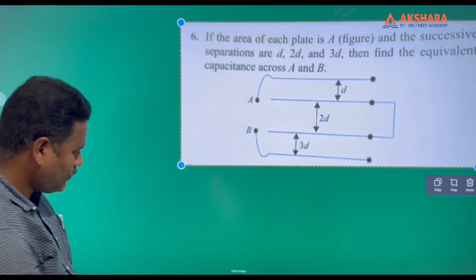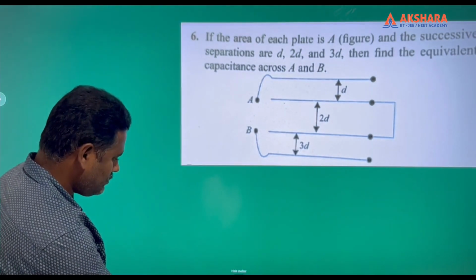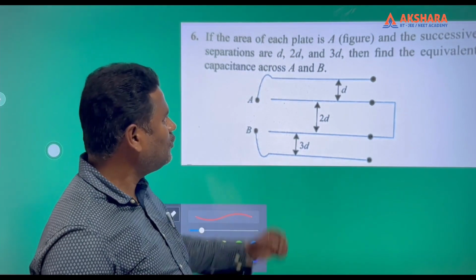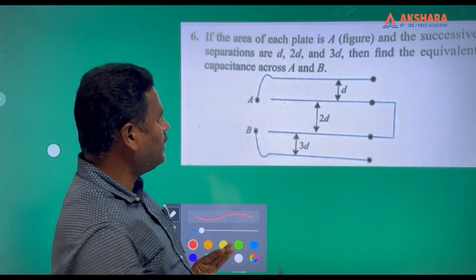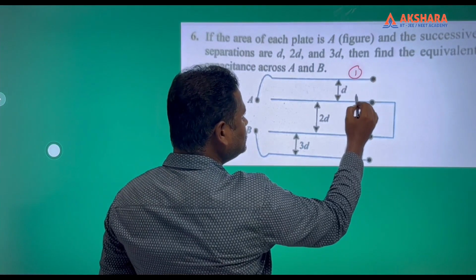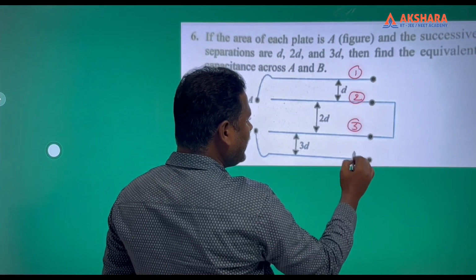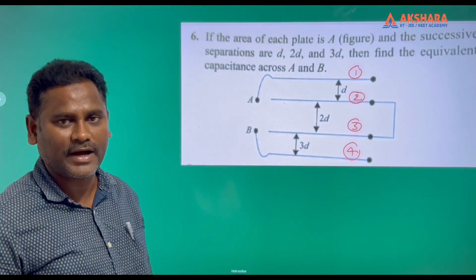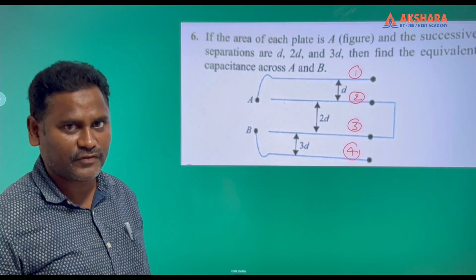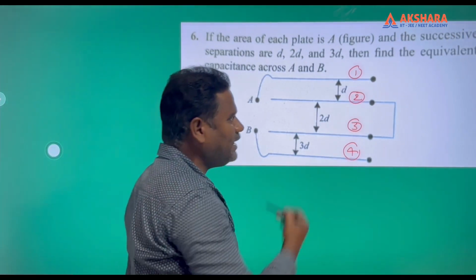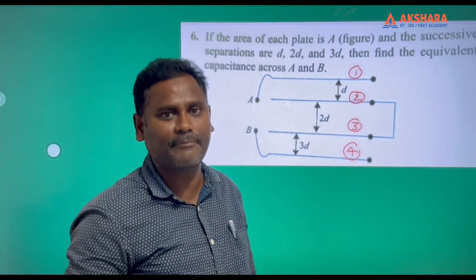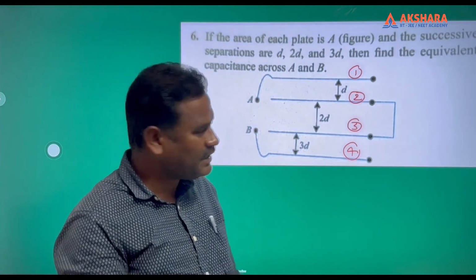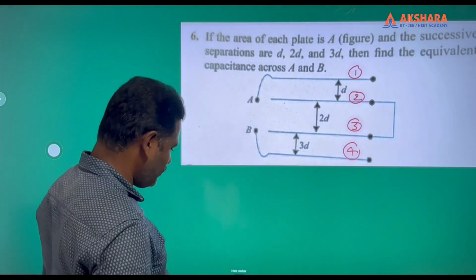Hello students. We have four plates here, name them 1, 2, 3 and 4. For these four plates, we are going to find the equivalent capacitance. Now, four plates will form 4 minus 1 capacitors. 4 minus 1 means 3 capacitors, right? So, how do we get those 3 capacitors?